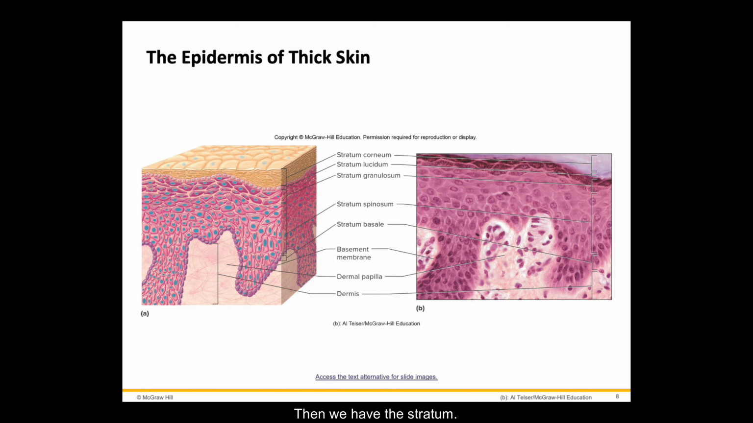Then we have the stratum granulosum, which consists of 3 to 5 layers of flat keratinocytes. The dark staining keratohyalin granules give the layer its name. Then we have the stratum lucidum, which is a thin translucent zone external to the stratum granulosum, and it is seen only in thick skin. Finally, the outermost layer is called the stratum corneum, which consists of up to 30 layers of dead, scaly keratinized cells that form the surface layer.